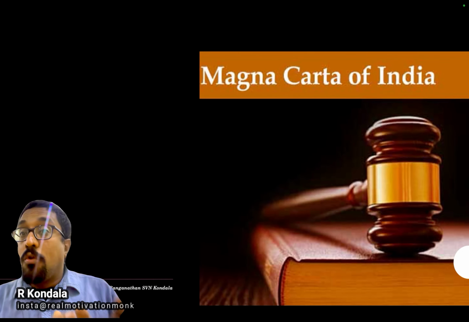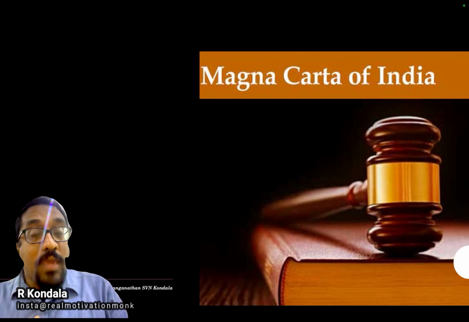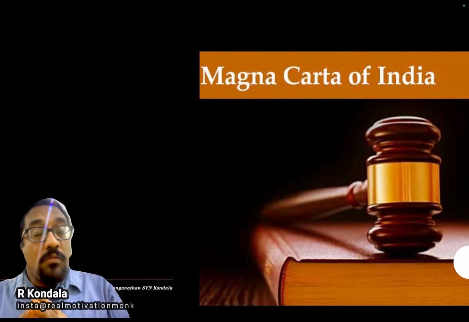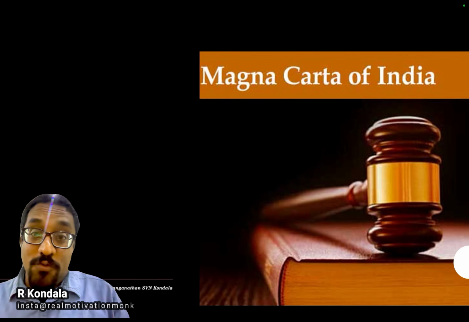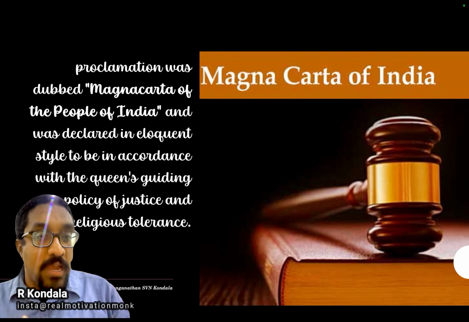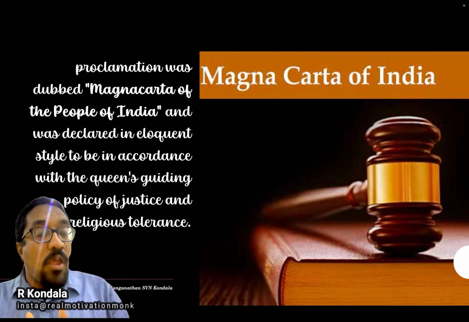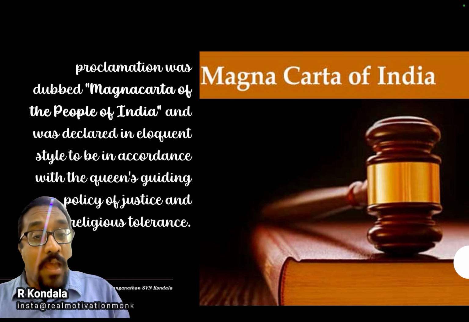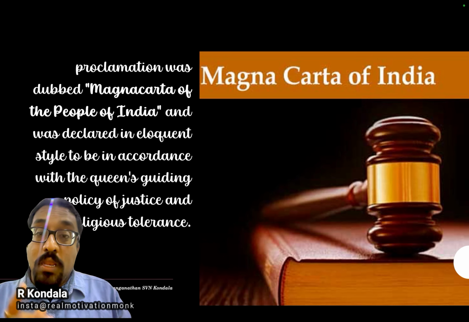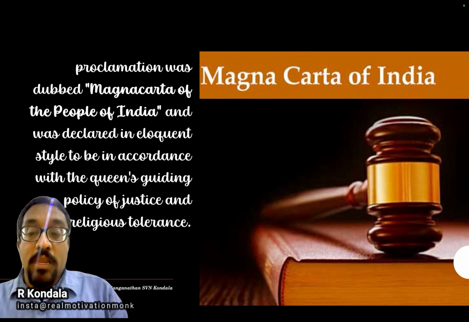Now, because of these core principles of governance which Canning was highlighting, this entire Act of Government of India 1858 is commonly referred to as the Magna Carta of India, and it was declared in a lofty style to be in accordance with the Queen's guiding policy of justice and religious tolerance. The Queen here we represent is Queen Victoria.